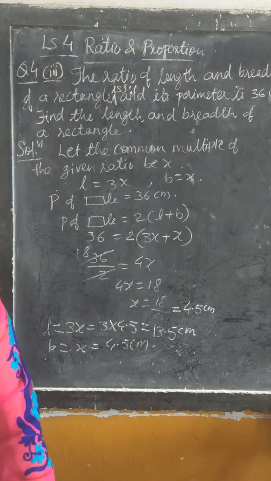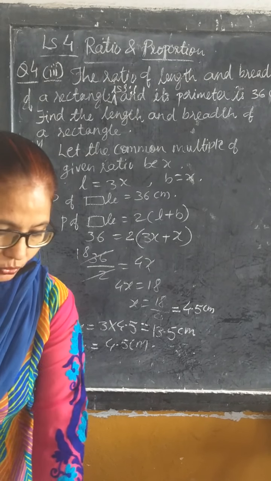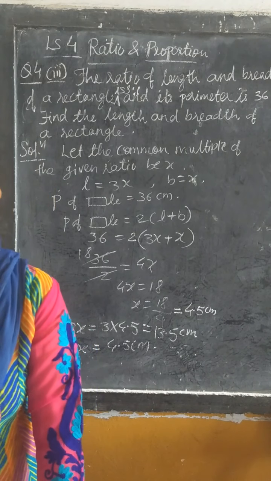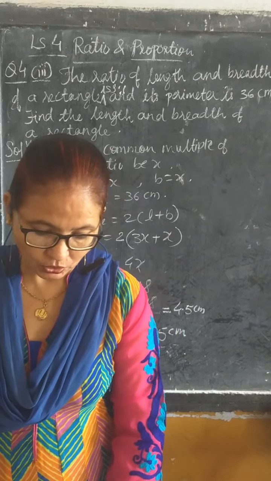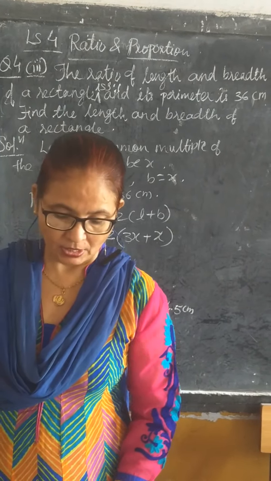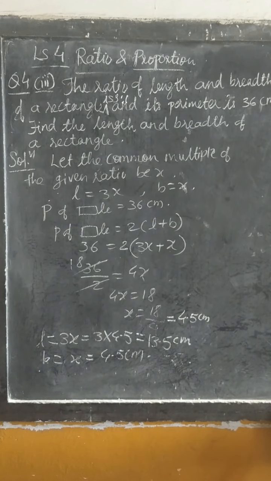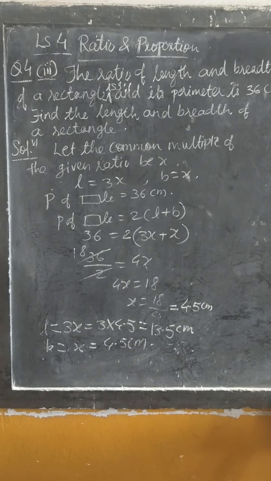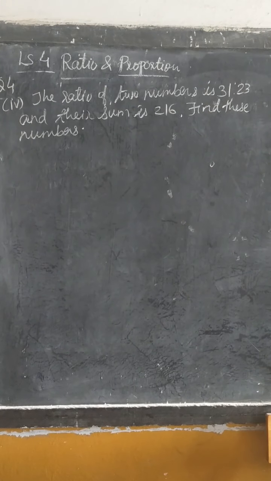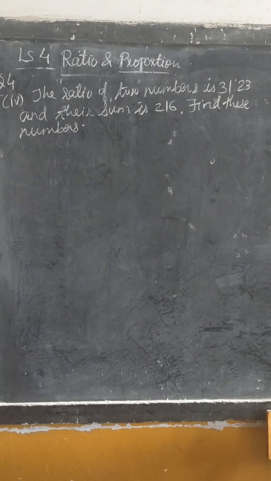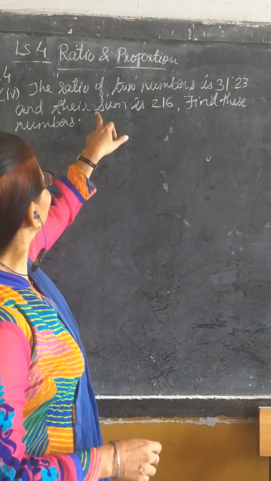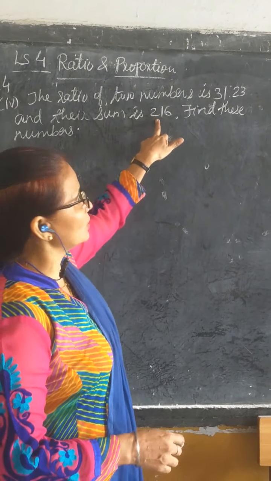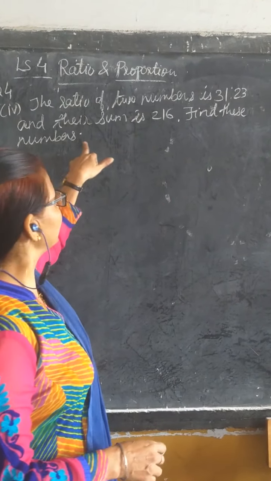Now let's see question number 4. Now the question is, the ratio of two numbers is 31:23 and their sum is 260. You have to find these numbers. So let's see. Now see children, question number 4, it's the fourth sum. The ratio of two numbers is 31:23 and their sum is 260. You have to find these numbers.